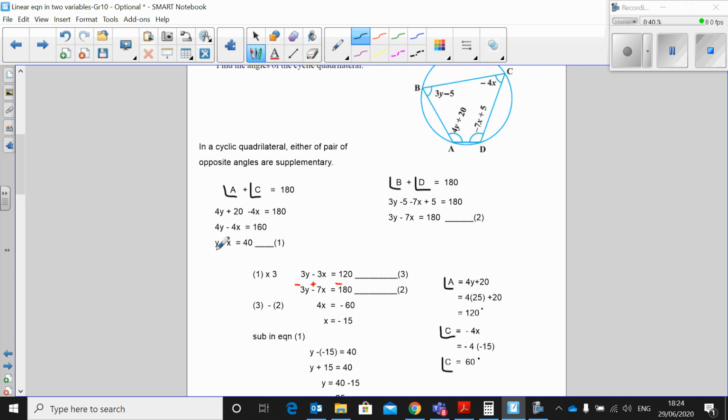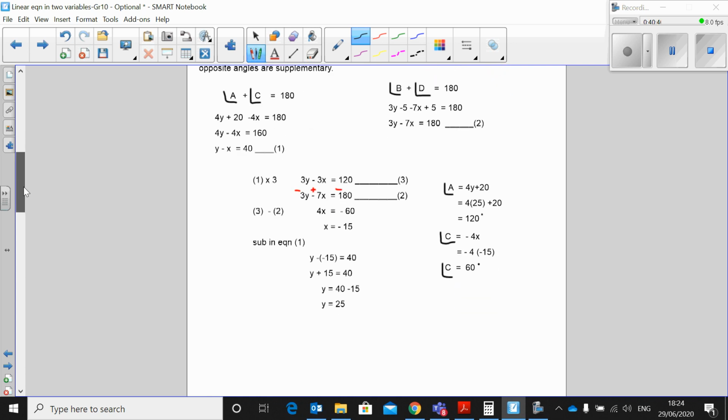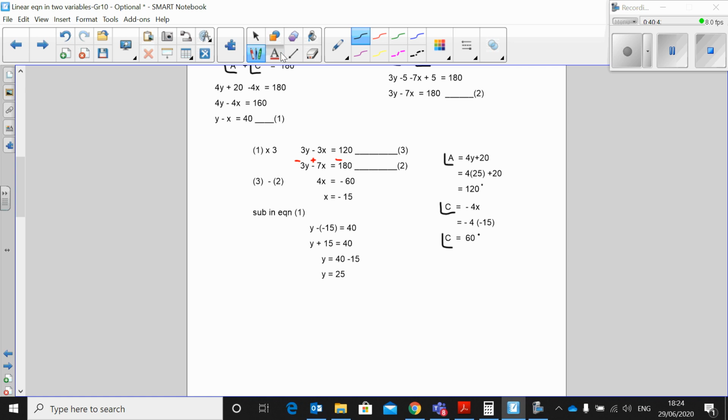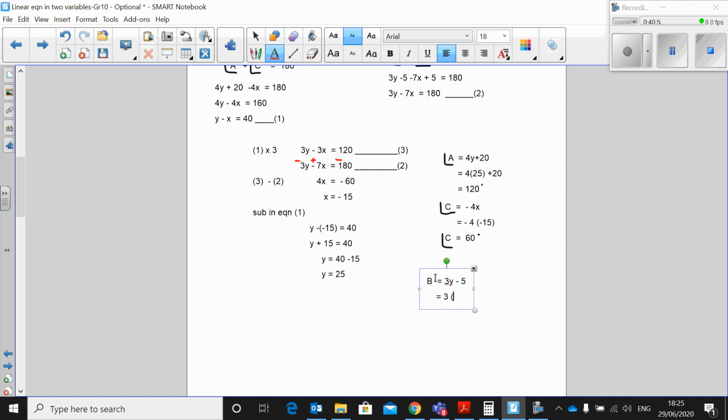So let us find out B and D. Angle B equal to 3y minus 5. Actually, it is looking a little bigger sum. You can do it very fast, so I am explaining in a little slow manner. So 3 times 25 minus 5, that means 75 minus 5, which is equal to 70. Angle B equal to 70 degrees.